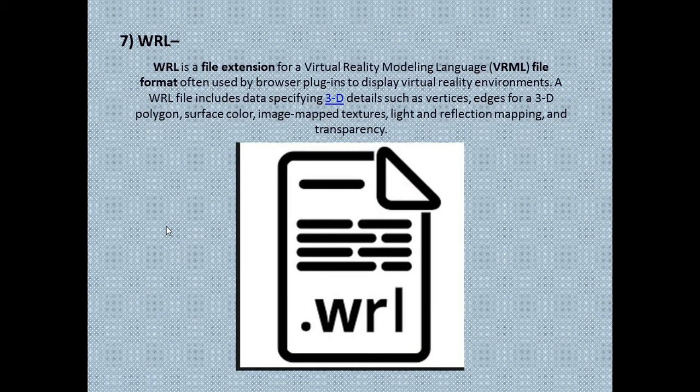Seventh one is WRL. WRL is a file extension for the Virtual Reality Modeling Language, VRML file format, often used by browsing plugins to display virtual reality environments. A WRL file includes data specifying 3D details such as vertices, edges, or 3D polygons, surface color, image mapped textures, light and reflection mapping, and transparency. WRL files are mainly used for meshing and sketching.